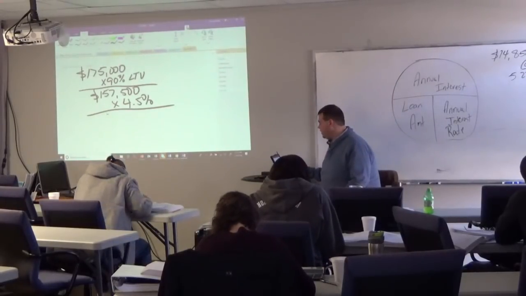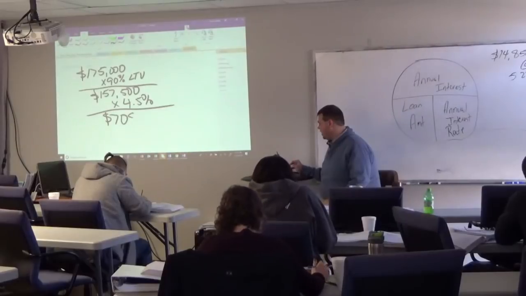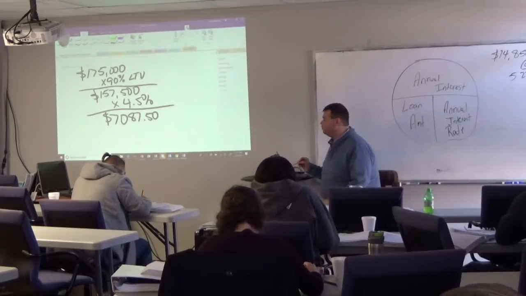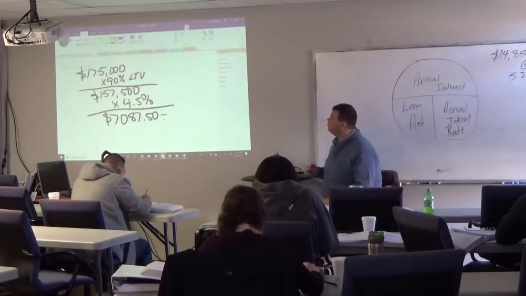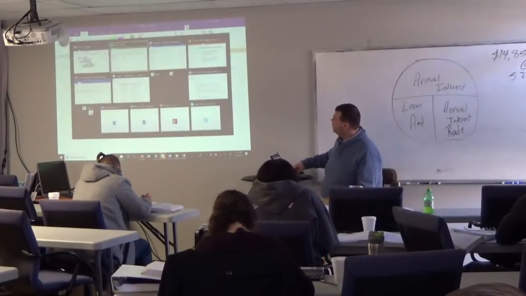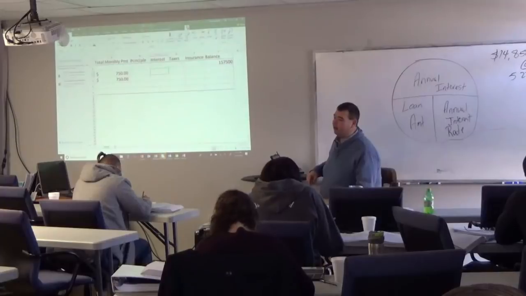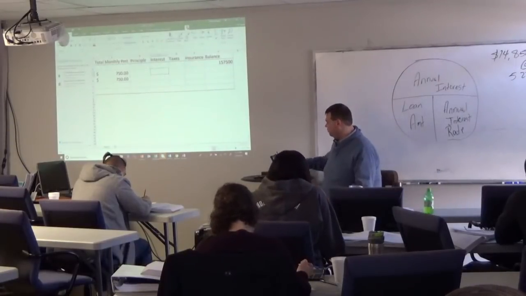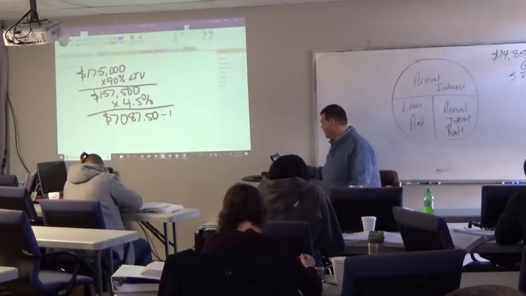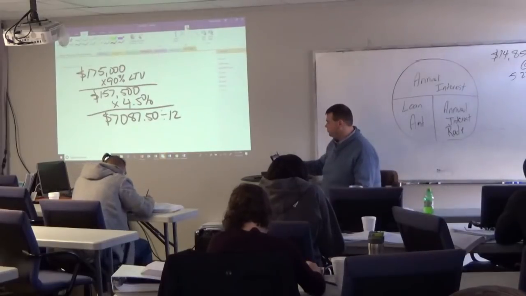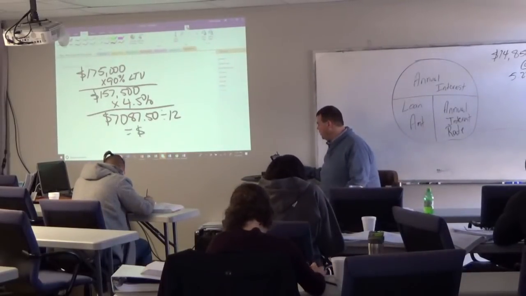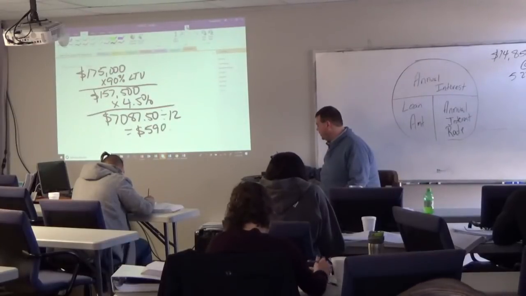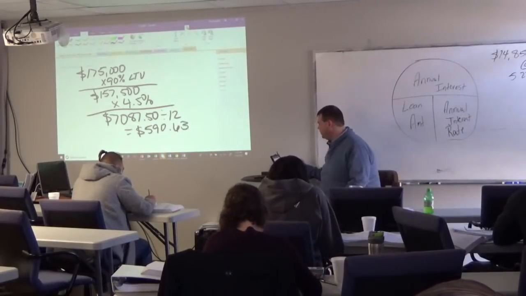And what we find out is we're paying $7,087.50 per what? Per year in interest. So if we're looking at how much is going toward monthly interest in our little chart here, what are we going to do with that number? We're going to divide that by 12. So every month we're paying $590.63 in interest.